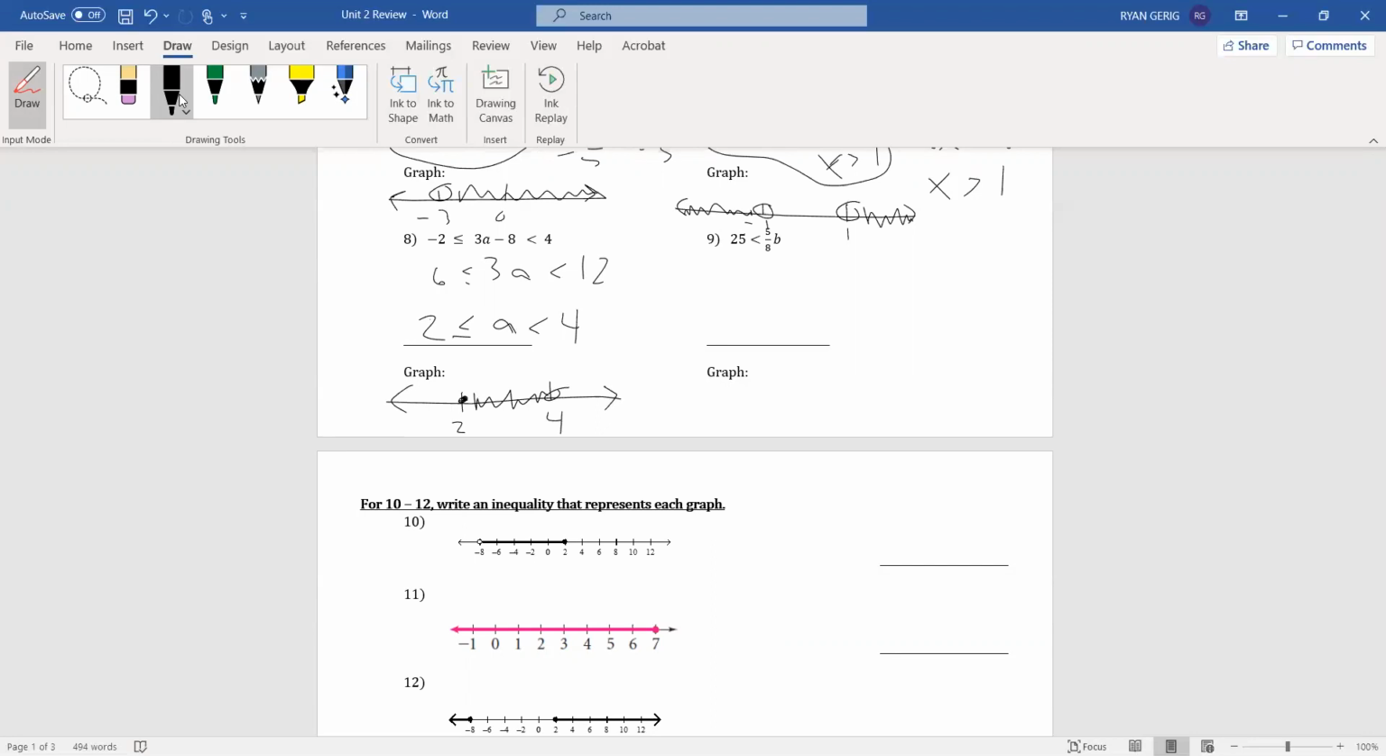Okay. Number 9, get B by itself. I'm going to multiply by 8. So 25 times 8 is 200 equals 5B, and then divide by 5. Oh, I should have said equals. I should have said less than. So I get 40 is less than B.